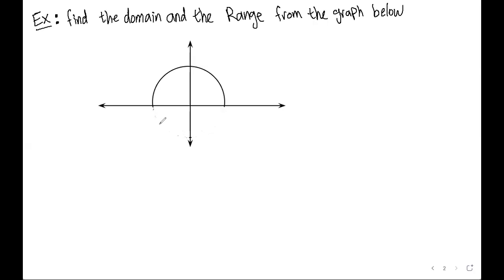Okay, so the question now, and this circle has a radius. The circle has a radius of 2. We have 2, we have -2, and here we have 2. So the question is, find the domain and the range from the graph below. Who will give me the domain and the range of this graph?